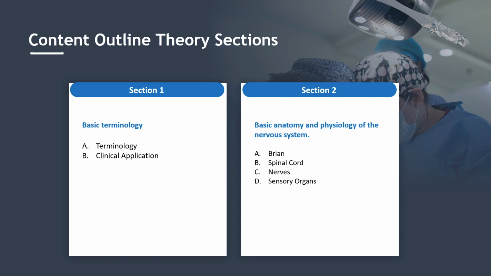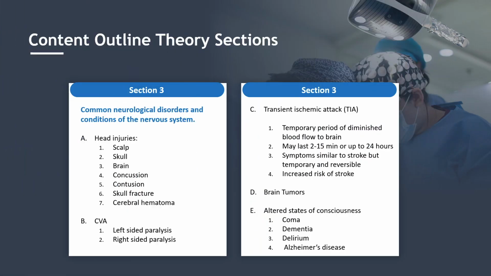Content Outline, Theory sections. Section 1 is Basic Terminology and Clinical Application. Section 2, the Basic Anatomy and Physiology of the Nervous System: the Brain, Spinal Cord, Nerves, and Sensory Organs. Section 3, Common Neurological Disorders and Conditions of the Nervous System. A. Head injuries: scalp, skull, brain, concussion, contusion, skull fracture, and cerebral hematoma.